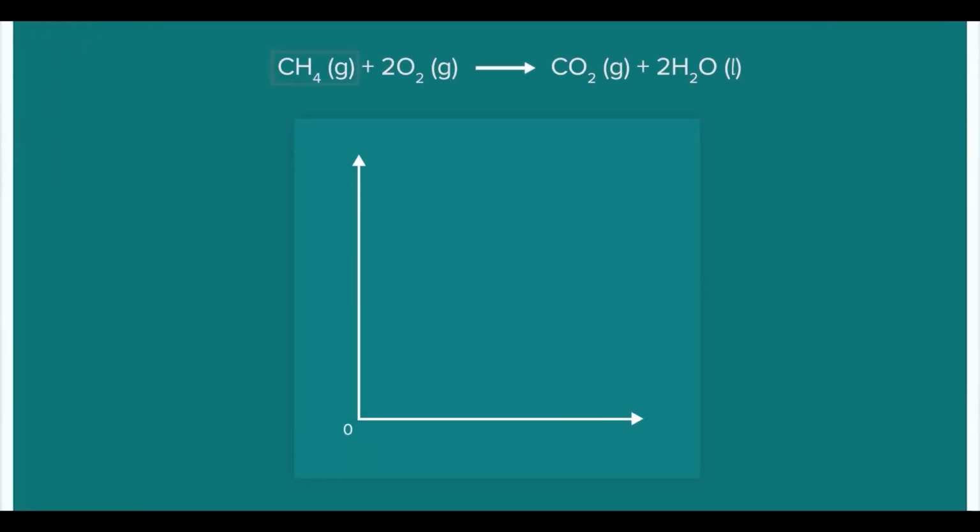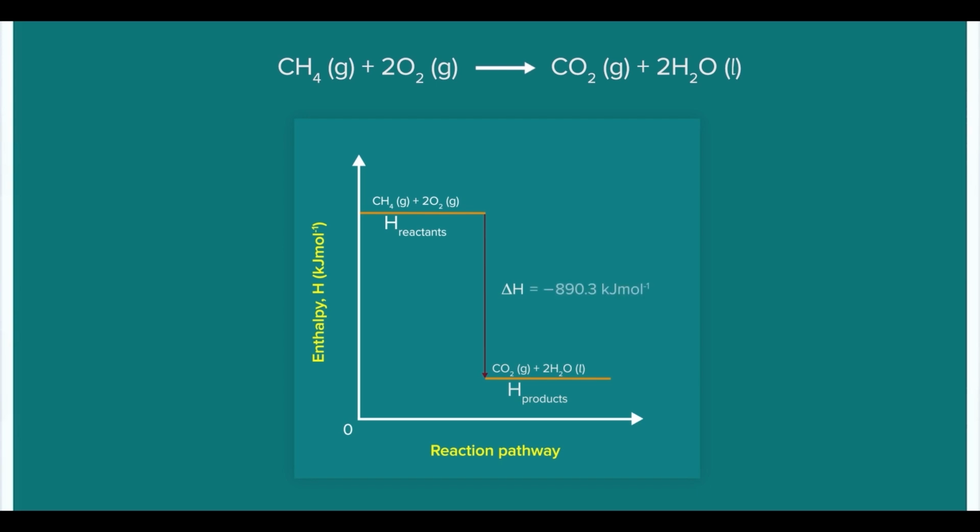For the complete combustion of methane, we know that methane reacts with oxygen to produce carbon dioxide and water. We label the x-axis as a reaction pathway and the y-axis as enthalpy like before. Similarly, we label reactants on the left and products on the right. During an exothermic reaction, energy is given out to surroundings. Therefore, the energy of products will be lower than the energy of reactants, having a negative delta H, or negative heat change. Enthalpy change in this reaction is minus 890.3 kilojoules per mole.